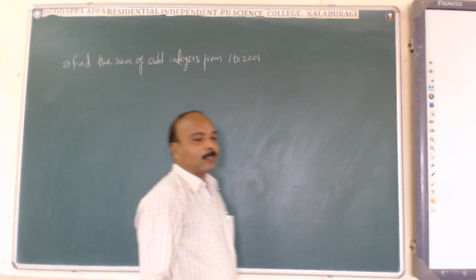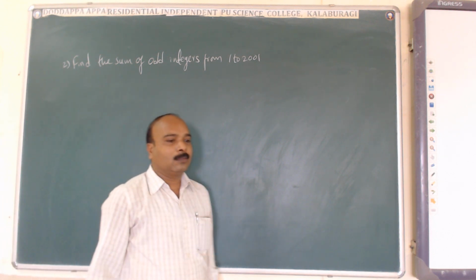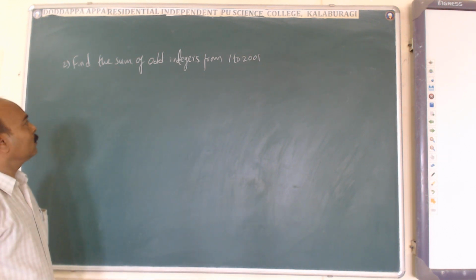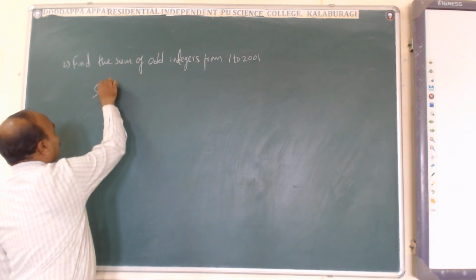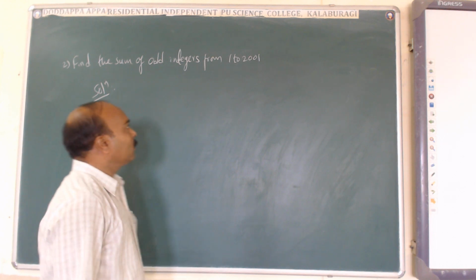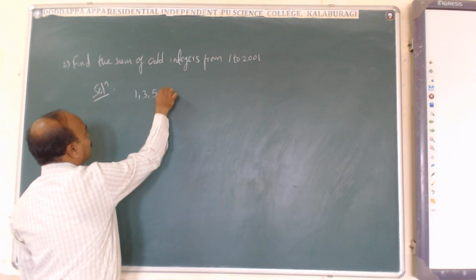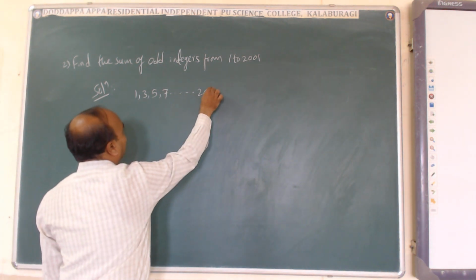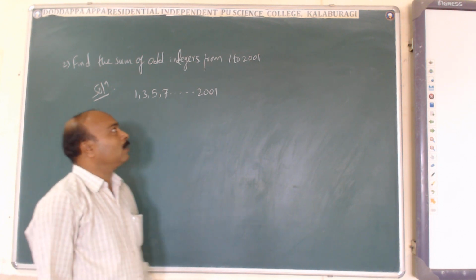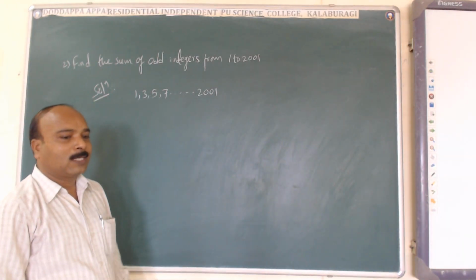Next we go for another example. Find the sum of odd integers from 1 to 2001. Now in this question, first we check what the odd integers from 1 to 2001 are. Here we start with 1, next 3, next 5, next 7 and so on. The last term is 2001. These are the odd integers taken from 1 to 2001. Like this we write first.